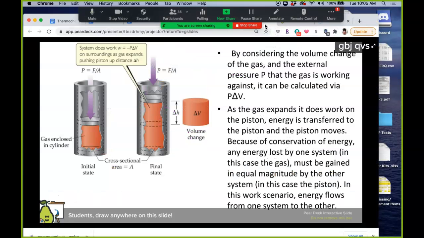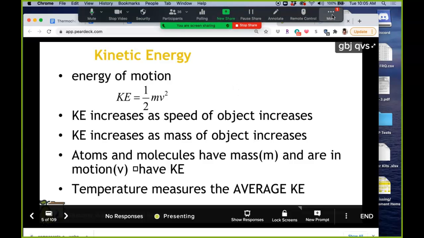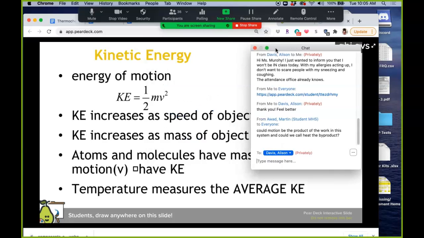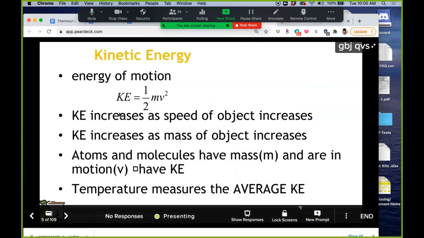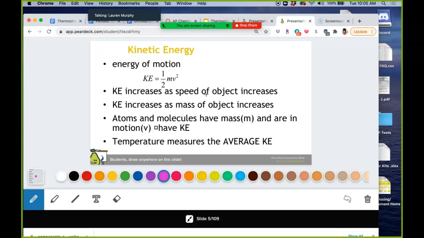Now that was the extent I'm going to talk about work. Now we're going to go more into heat, this Q concept. So heat is kinetic energy, the energy of motion, which we talked briefly about last chapter. Now, when I gave you this equation, it looked like this.